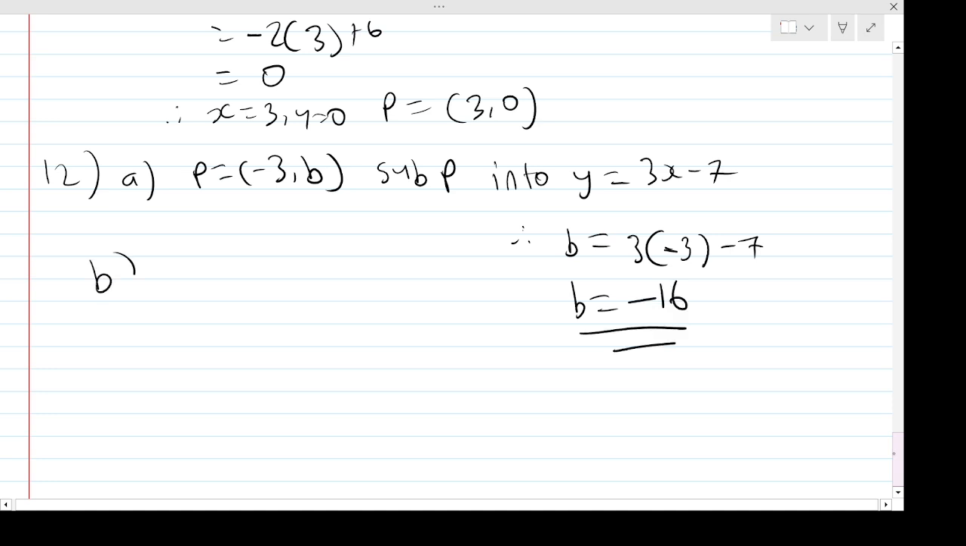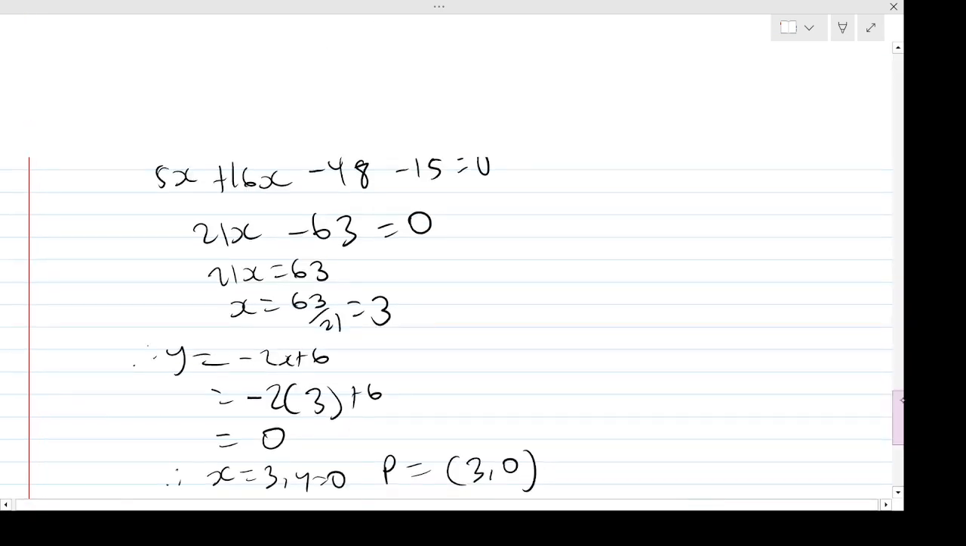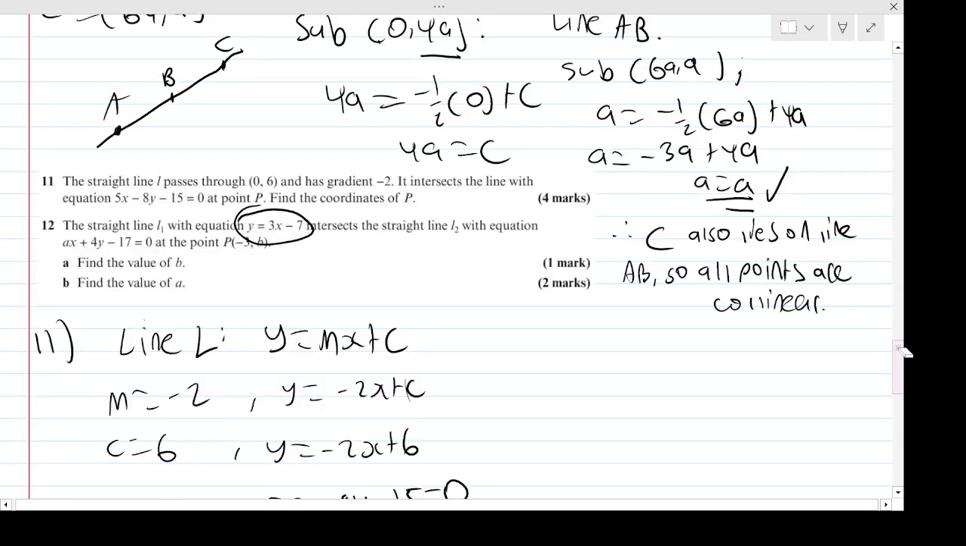Then part B says to find the value of a. Well, now we found b, so that means P is now minus 3, minus 16. Because now we know what b is. Now we're going to do the same thing, because a is in this equation of the line, this line here. So this point would also satisfy this line here. So I'm going to substitute the point into this line equation there, okay? And that will allow me to find a, okay?